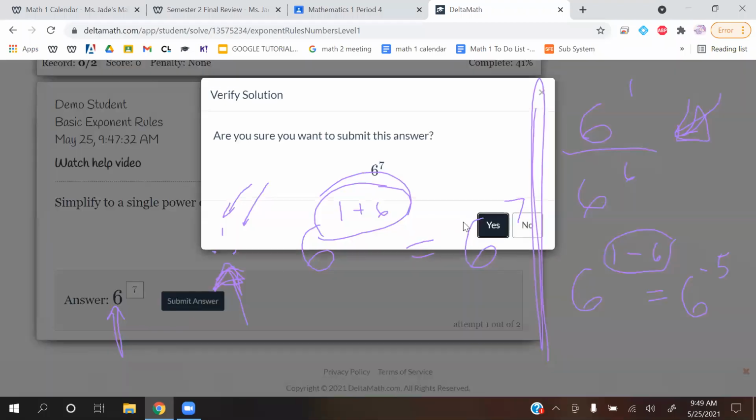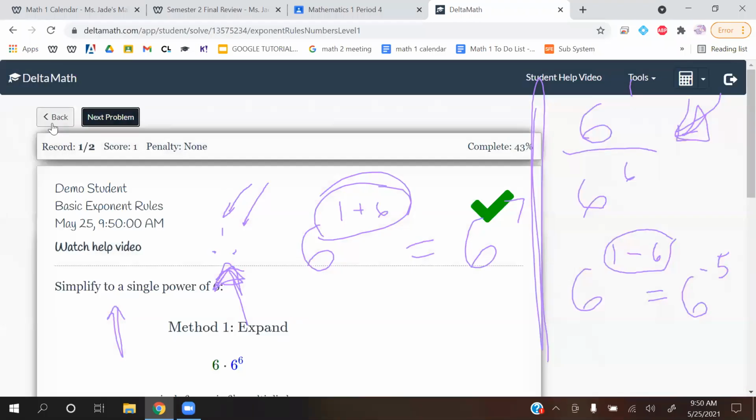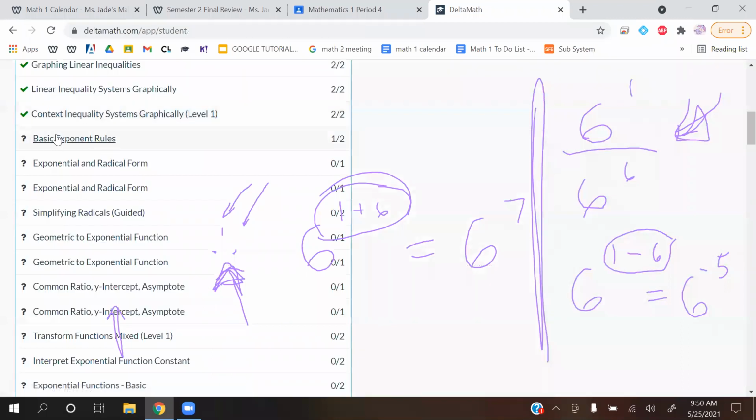Okay, and then submit. And then let's do another one. Oh, let me clear all my annotations.